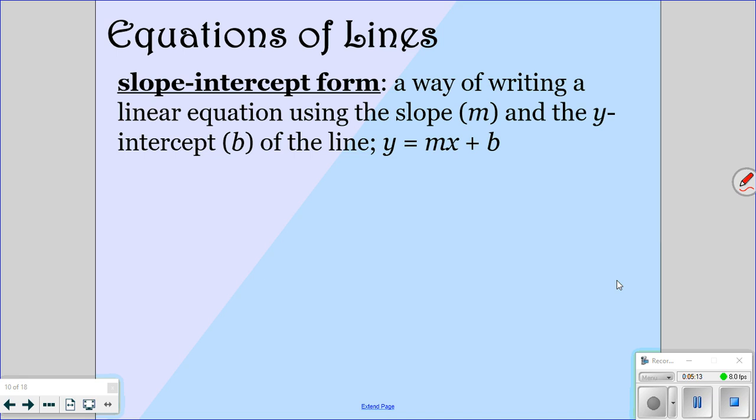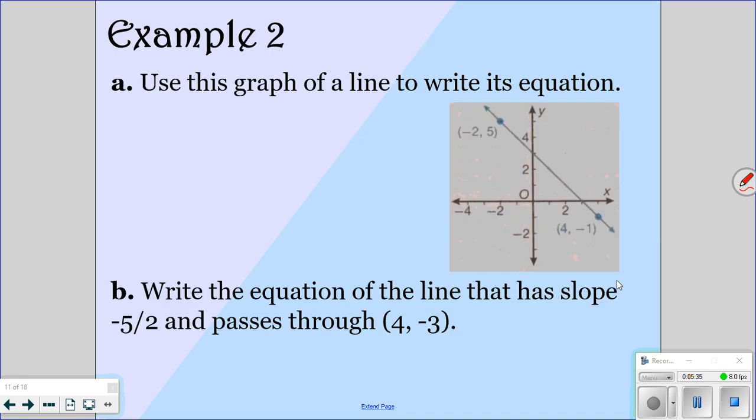Slope-intercept form of a line is y equals mx plus b, where m is your slope and the y-intercept is your b. So some of y'all have probably seen that before. Y equals mx plus b. That's called slope-intercept because they give you the slope m and the y-intercept b. So we're going to use the graph of this line to write its equation. So y equals mx plus b is the form that we're wanting to write it in.